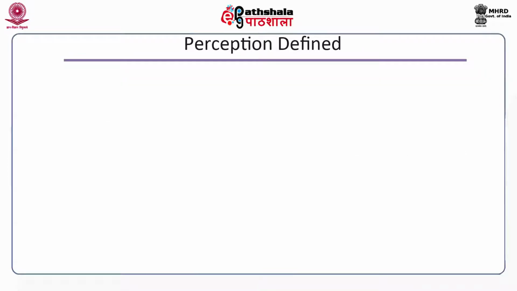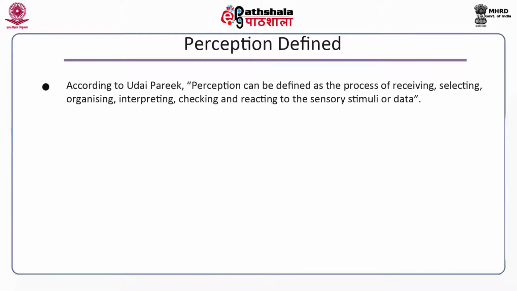Now let us read some definitions of perception. According to Uday Parikh, perception can be defined as the process of receiving, selecting, organizing, interpreting, checking and reacting to the sensory stimuli or data. According to Fred Luthans, perception is an active psychological process by which individuals organize and interpret their sensory impressions in order to give meaning to their environment. According to Stephen P.